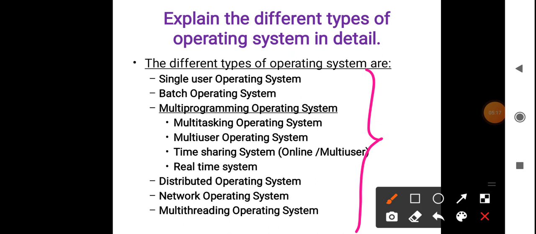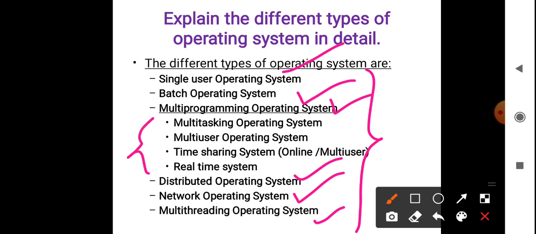So these types of operating systems are there. One is single user operating system, batch operating system, and then multi-programming operating system, distributed operating system, network operating system, multi-threaded operating system. In multi-programming operating system, again we have four types: multitasking operating system, multi-user operating system, time sharing system, real-time systems.